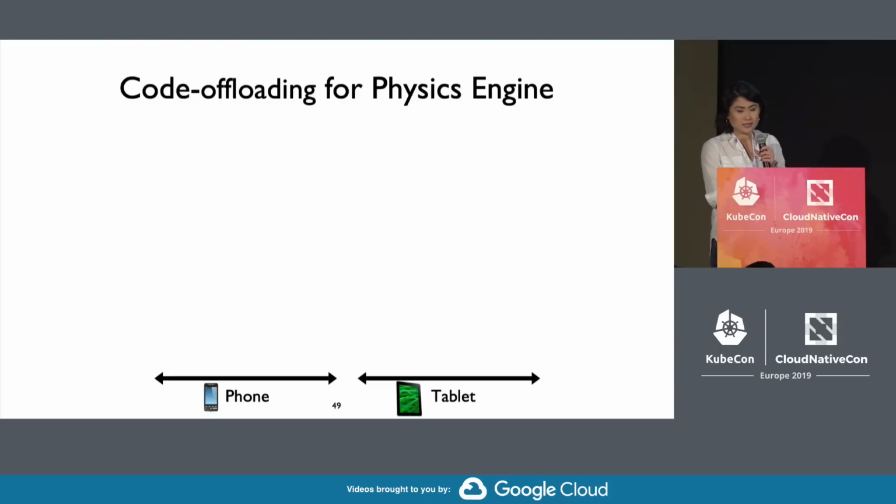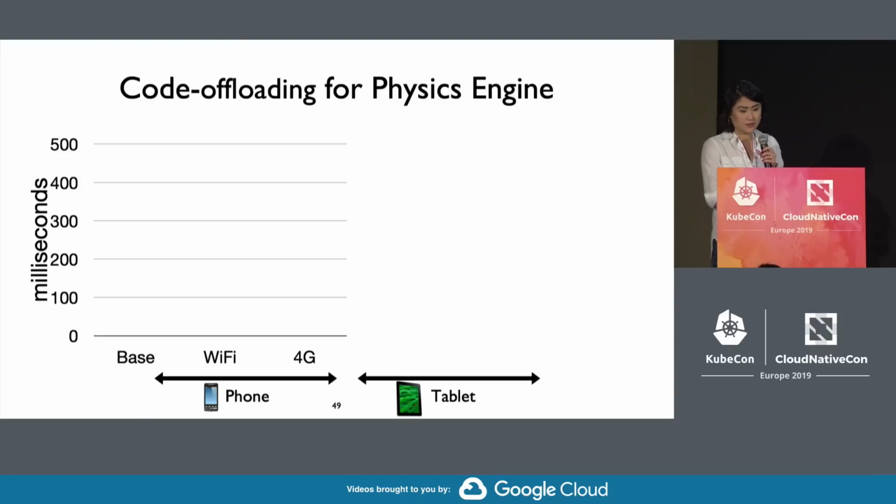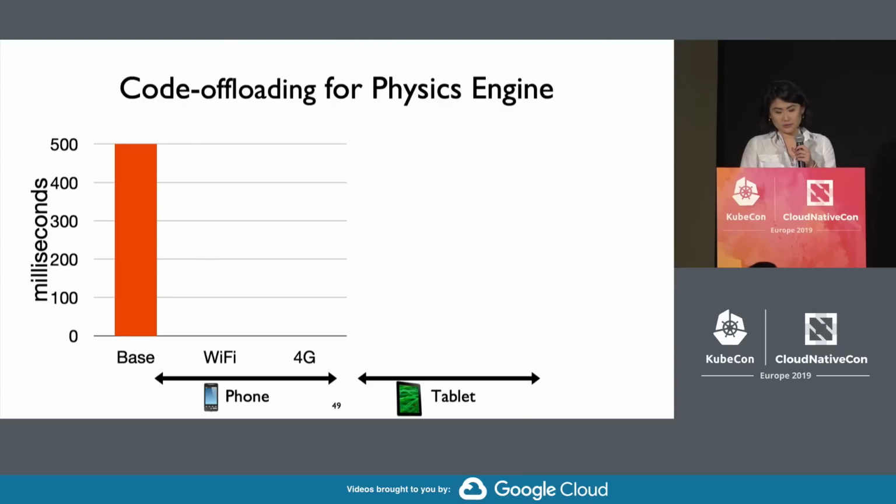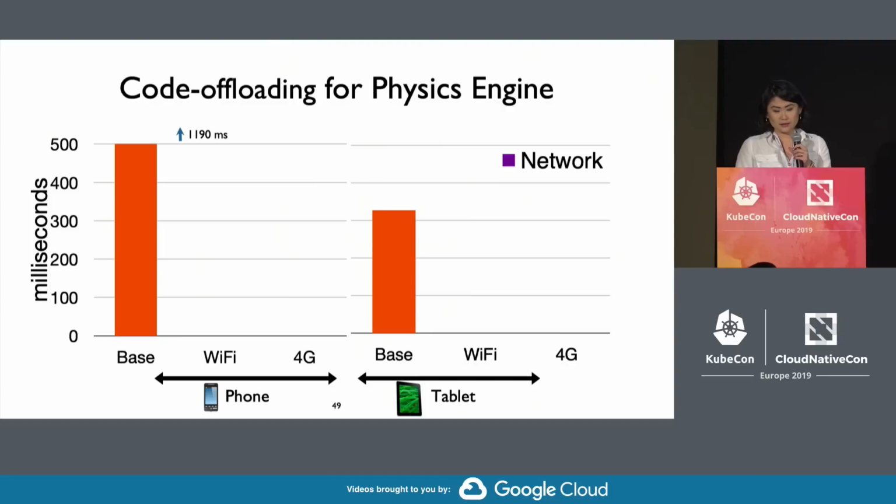We can see similar results for taking a physics engine, basically for a mobile game, and moving it between running on the mobile device and running on the cloud. When we have a phone, we are able to run the physics engine on the phone, but at quite a high expense. If we have a tablet, we have slightly better performance, and so our physics engine is able to run much faster.